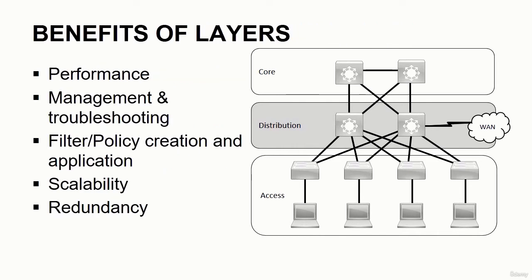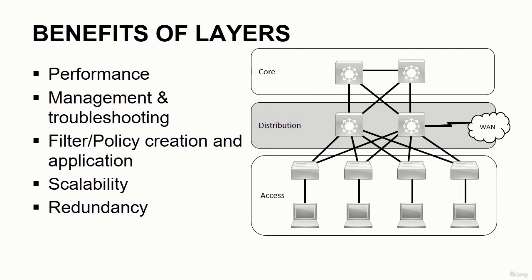Using a hierarchical network design breaks the complex problem of network architecture into smaller, more manageable problems. Each level or tier in the hierarchy addresses a different set of problems, and this helps the network architect optimize network hardware and software to perform specific roles. The overall effect of using this design is that it increases performance, makes management and troubleshooting simpler by being able to isolate faults, optimizes the creation and application of filters and policies, and makes the network more scalable and also more resilient through redundancy.